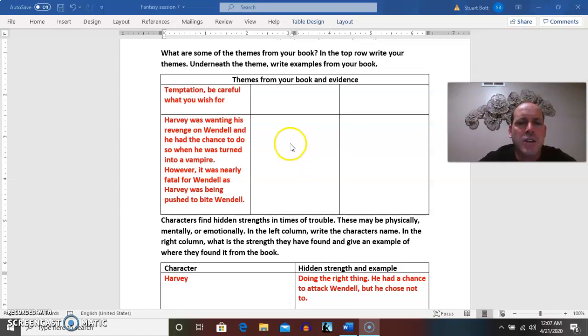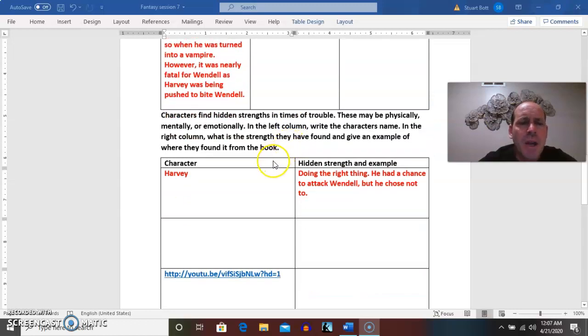And then the last section we need to do: characters find hidden strengths in times of trouble. These may be physically, mentally, or emotionally. In the left column, write down the character's name, and in the right column, what the strength they have found is, and give an example where they found it in the book.